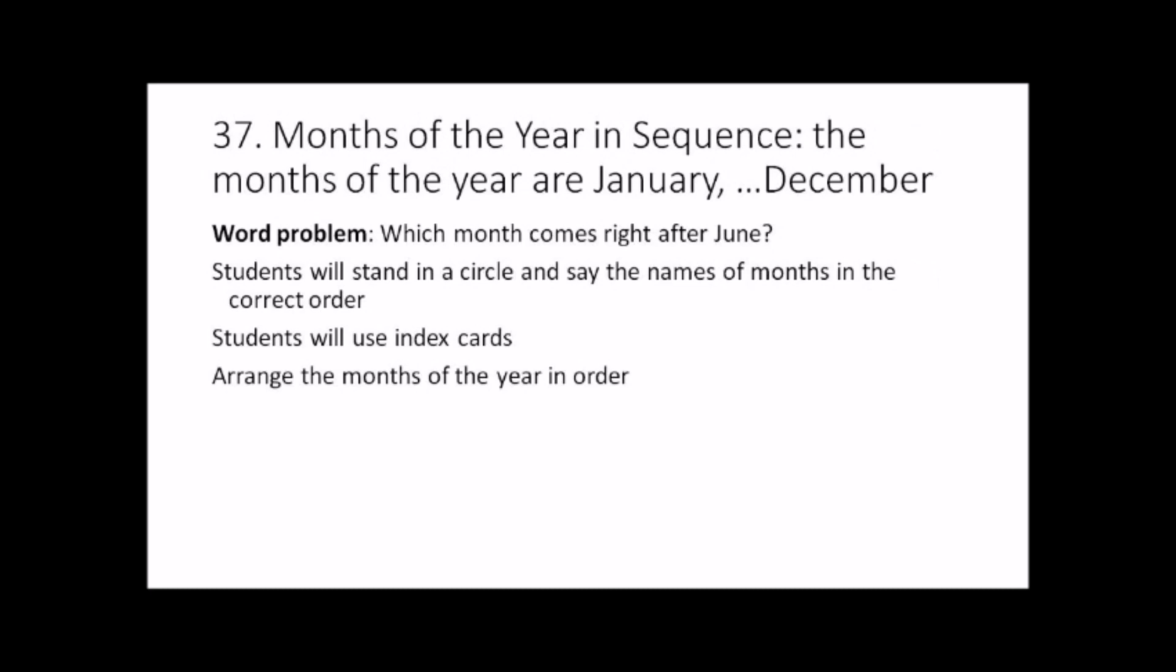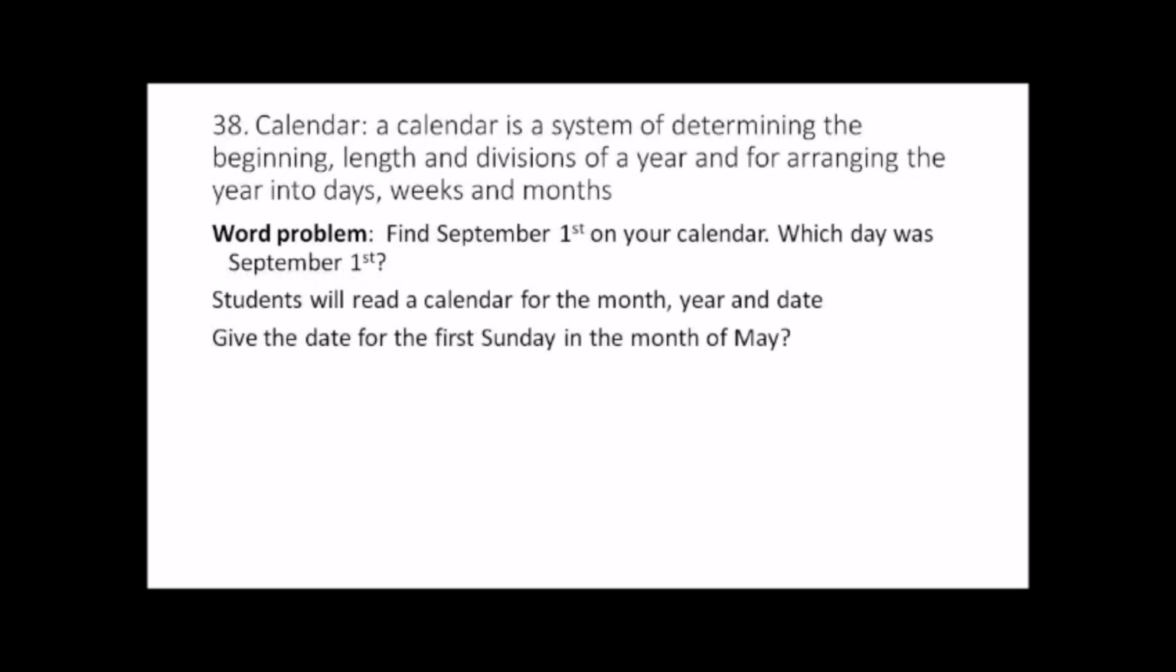Lesson 37, months of the year in sequence. So again, let them call the names of the months and say them, spell them out, know what they are, recognize them, know which one comes first, which one comes last, which one will come after, which one will come before, which one will come in between. So let them have a calendar and use it to give you information at first. And then they should be able to arrange the months of the year in order, like they would be able to do the days of the week.